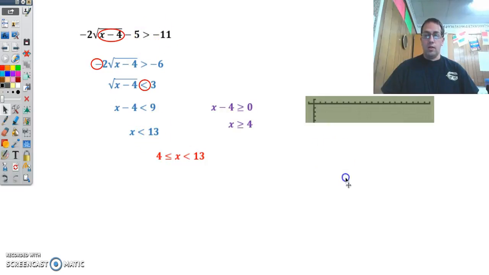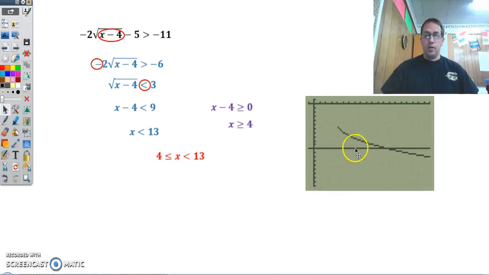And just so we can see the graph, here it is. Here is our radical. Here is negative 11. They intersect right there at 13, and this time we want this stuff up here. Right here is where it's greater than negative 11, all the way up to there, and there the equation stops. Because after that, it's all imaginary, so it's no good. So you've got to keep that radical in mind.